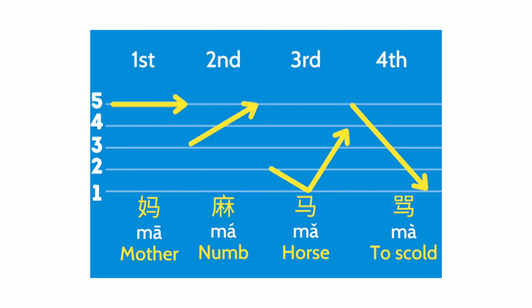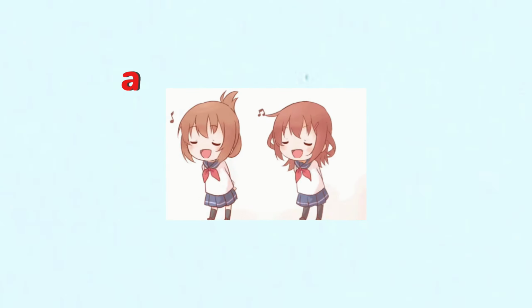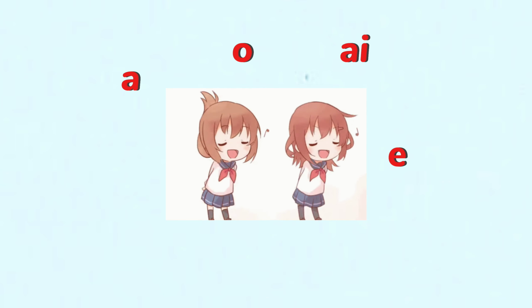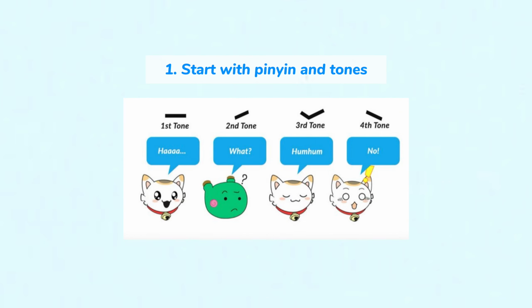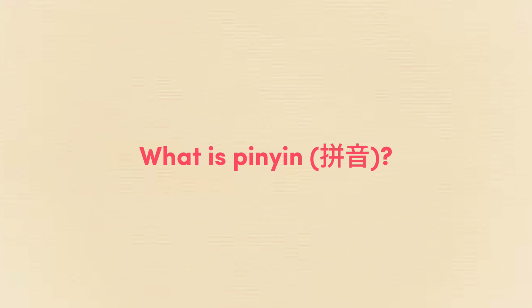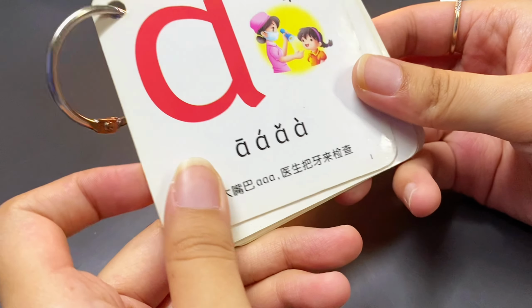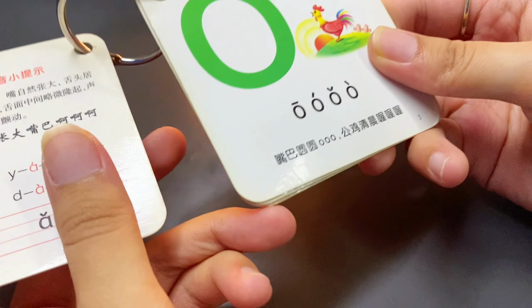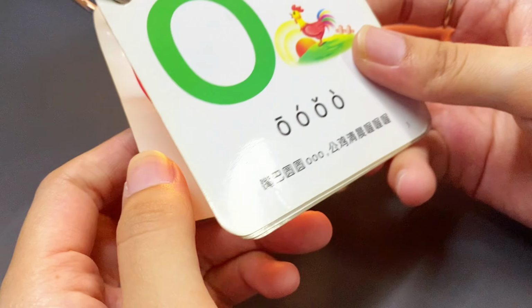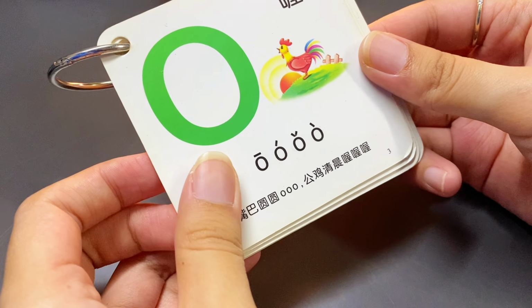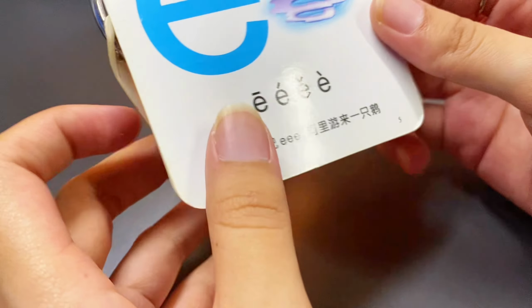Now, let's move on to the first tip. Since Mandarin is a tonal language, I recommend you start with pinyin and tones before focusing on characters or words. So, what is pinyin? Pinyin is a Chinese writing system that uses the Latin alphabet. Learning pinyin is an essential first step in getting to grips with Mandarin Chinese. You can learn every sound in Chinese simply by learning pinyin.